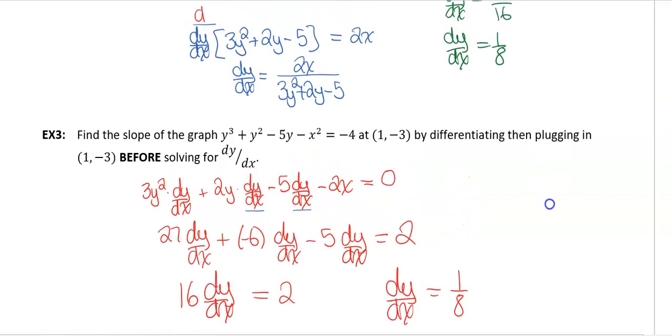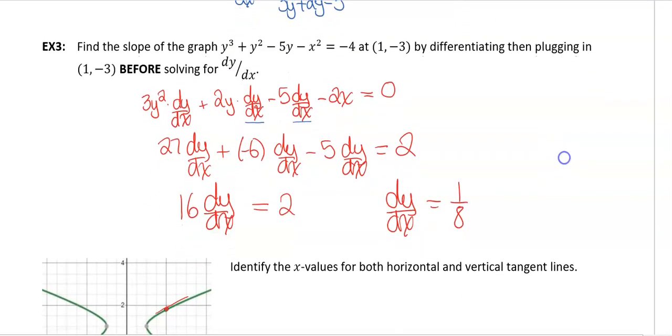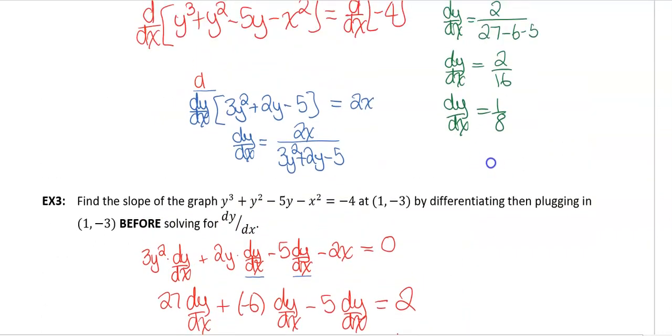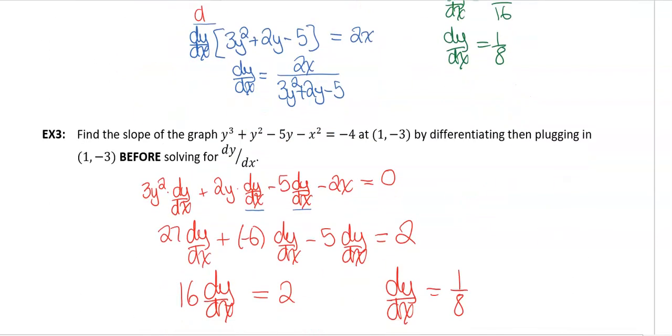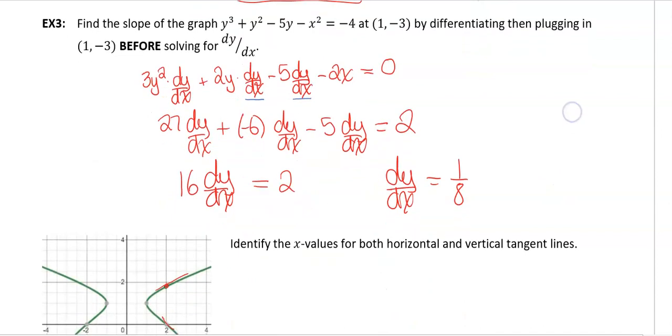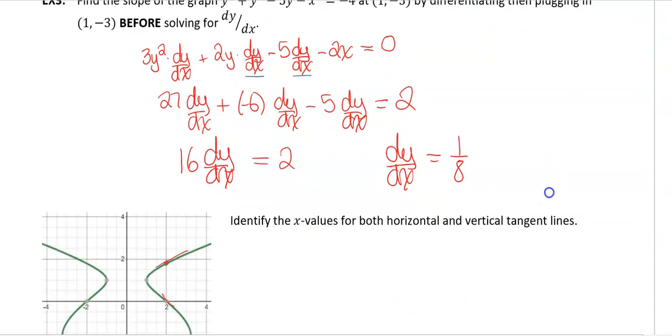Notice obviously we get the same slope because it's the same problem. It's just that this one is not asking you to solve for dy/dx, whereas the previous one specifically said to first find dy/dx, basically giving the equation for the slope at any point for that graph. Here they just want the slope, so that's one way we can do it.